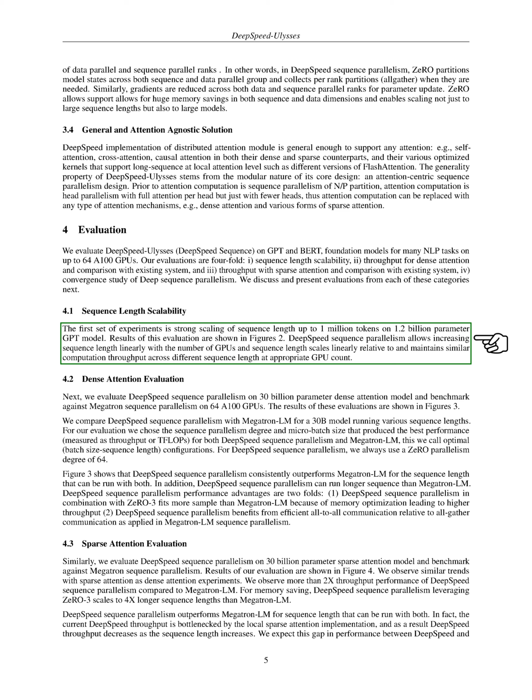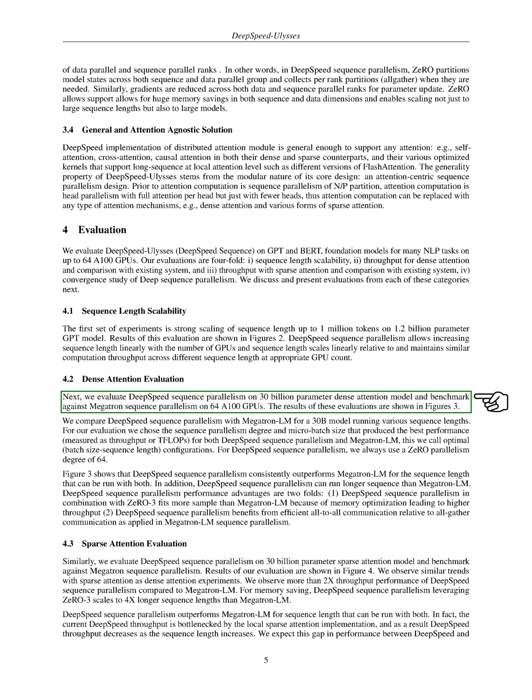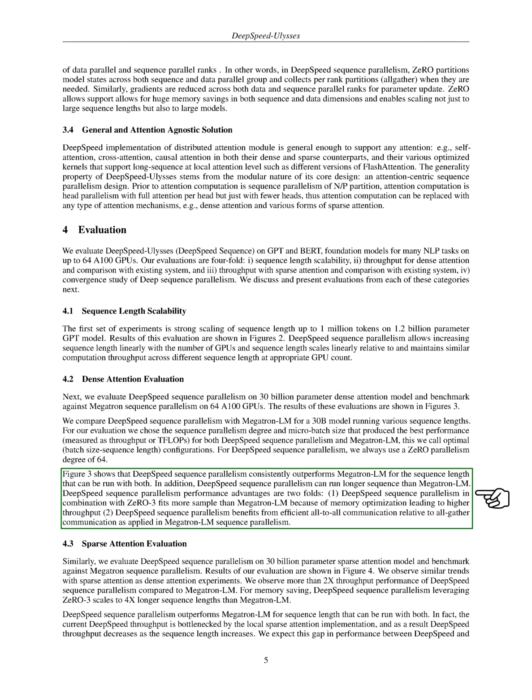Next, we tested DeepSpeed sequence parallelism on a dense attention model with 30 billion parameters and compared it to Megatron sequence parallelism on 64 A100 GPUs. Our results showed that DeepSpeed sequence parallelism consistently outperforms Megatron-LM for the sequence length that can be run with both. Moreover, DeepSpeed sequence parallelism can run longer sequences than Megatron-LM.